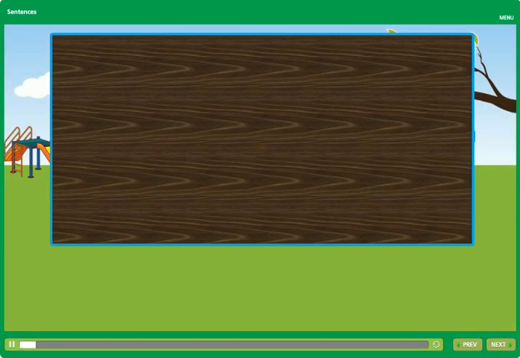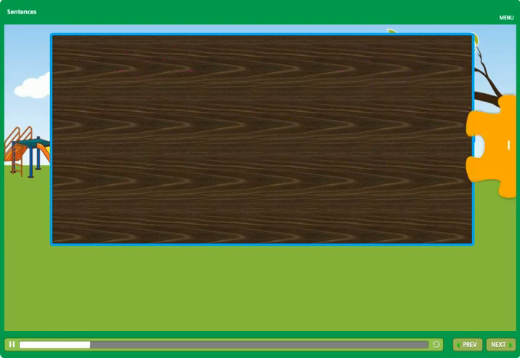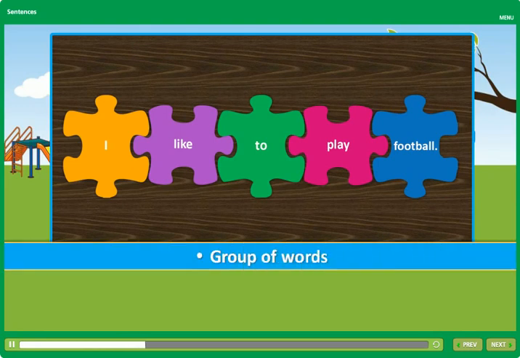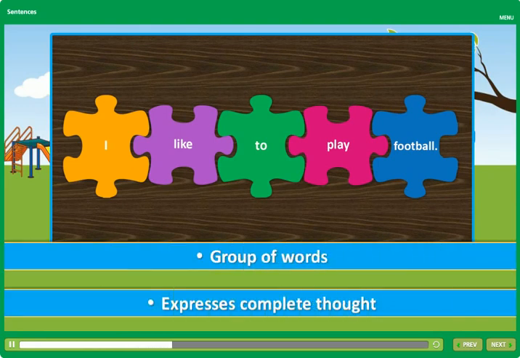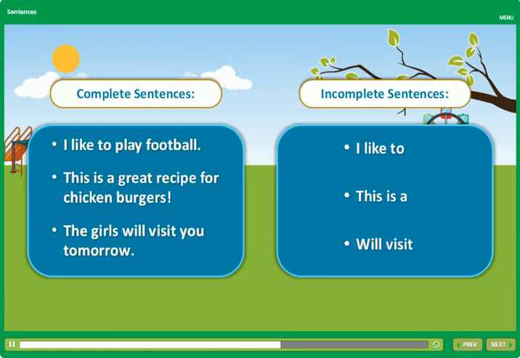What is a sentence? A sentence is a group of words which expresses a complete thought. Can you see the difference between complete and incomplete sentences? Incomplete sentences don't make sense.